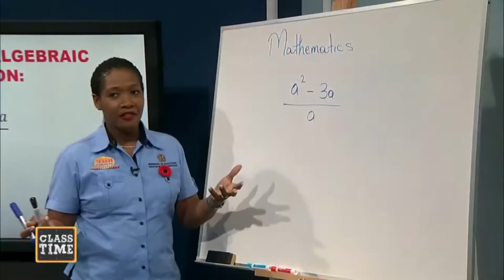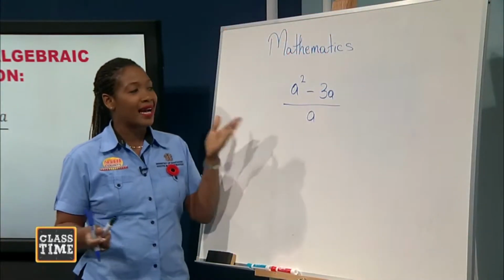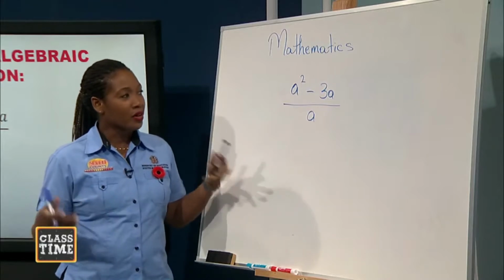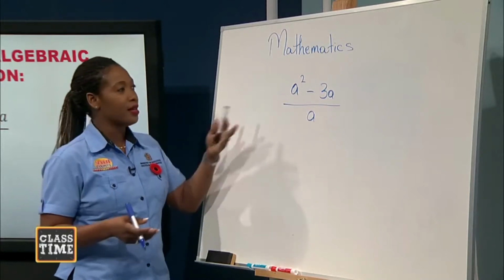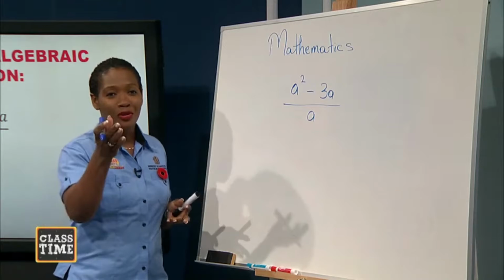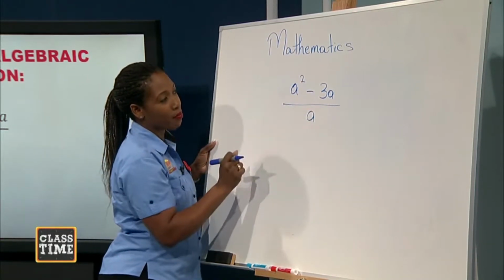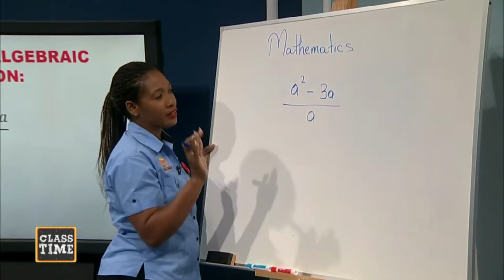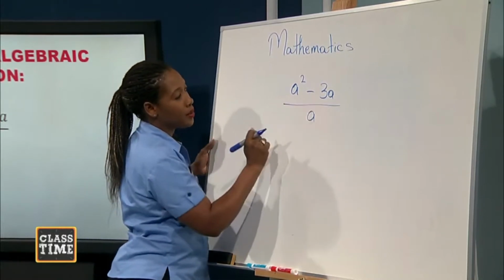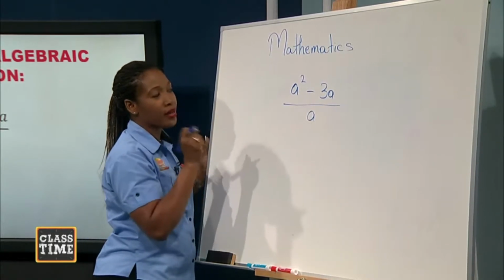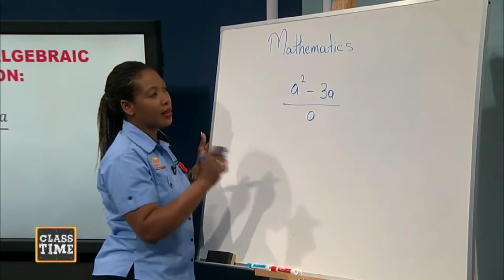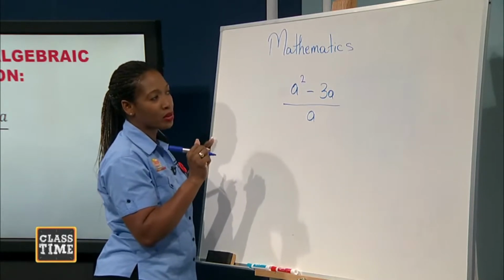So just as with any fraction, we're talking about the numerator and denominator. When we're going to simplify, we need to figure out if there's anything common with the numerator versus the denominator. Anything common with them. So let us look at our numerator first. There are two terms here. I have a squared subtract 3a. Is there anything common with those two terms?